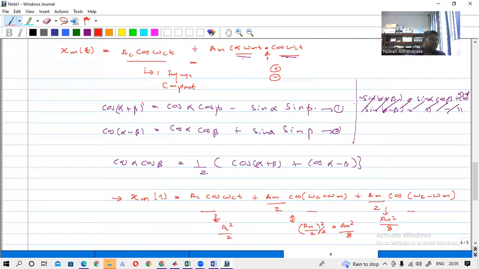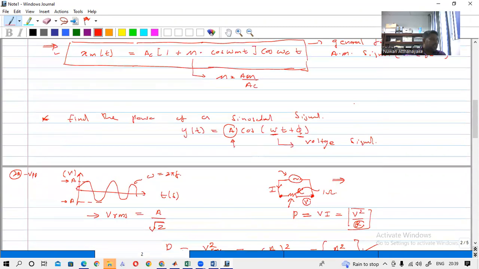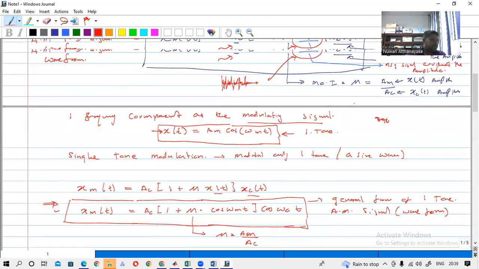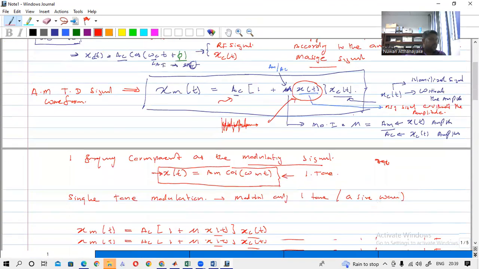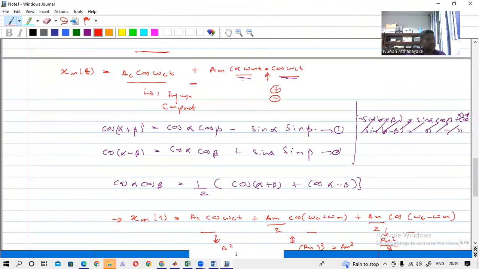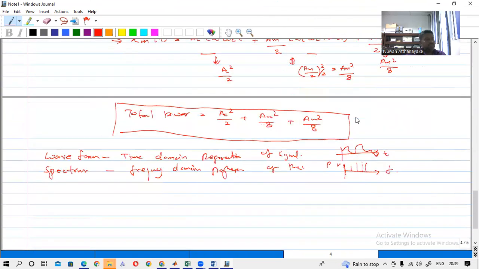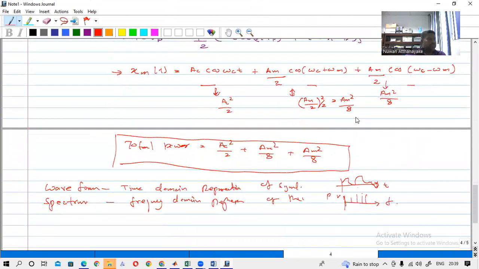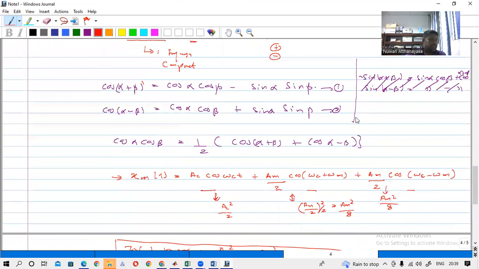So how to draw the full AM spectrum? It is also very easy. Spectrum means, you have to find the spectrum.